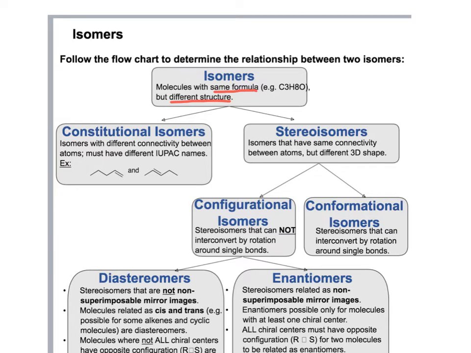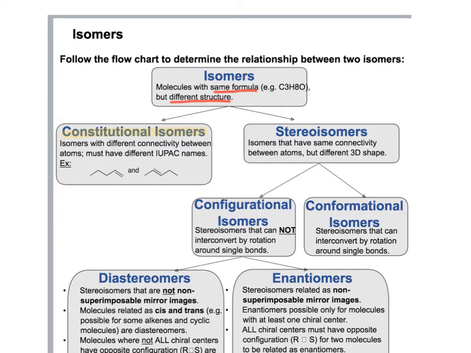Starting on the left here in our flowchart are the constitutional isomers. Constitutional isomers is a term that came up in an earlier segment, and so we're not going to spend a lot of time on that here, but what we're referring to when we talk about constitutional isomers are two molecules that have the same molecular formula, such as C3H8O, but they have a different way that the atoms are connected. In other words, in going from one constitutional isomer to another, one or more of the atoms in the molecule has actually moved to a different location.